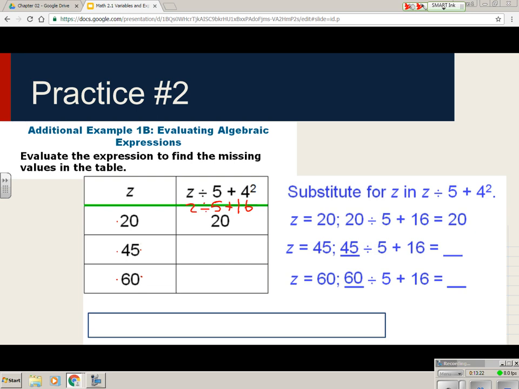So for the second one, we're going to put 45 in for z. We're going to divide by 5 and then add 16. 45 divided by 5 is 9. 16 plus 9 is 25.